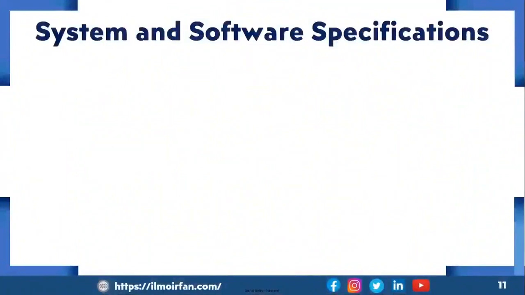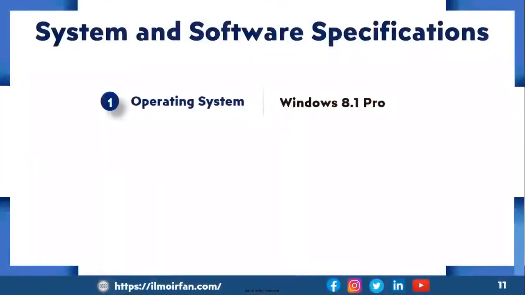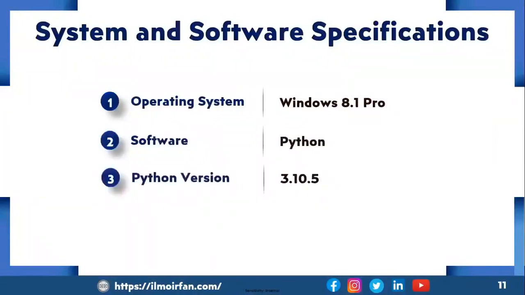The system and software specifications to install latest version of Python in Windows operating system are as follows. Number 1, operating system, that will be Windows 8.1 Pro. Number 2, software, that will be Python. Number 3, Python version. The latest version of Python is 3.10.5. And number 4, the download date, that is today, 8 June 2022.